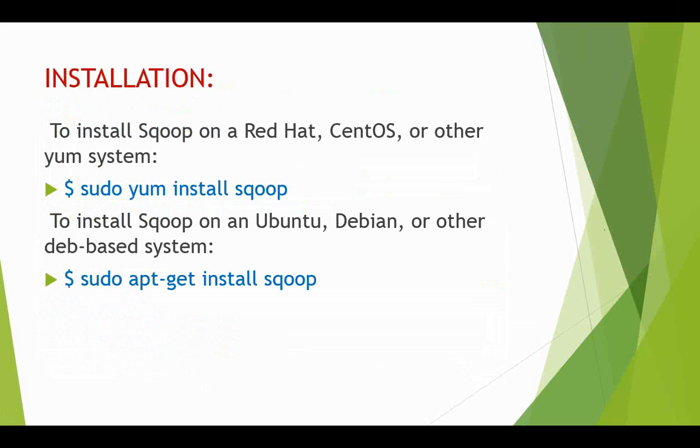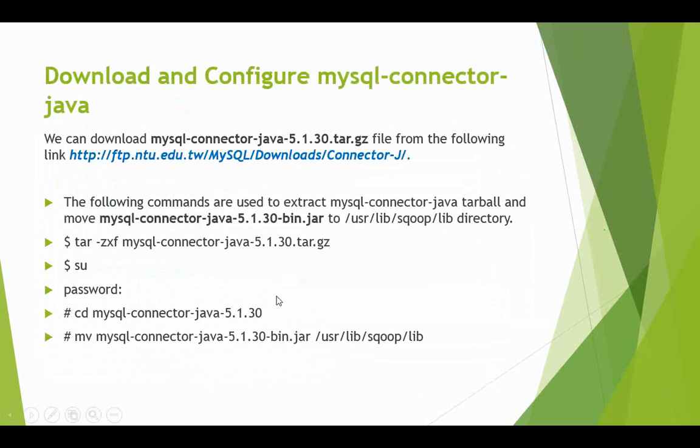Sqoop can be installed either directly from the terminal or by downloading it from the apache.org site. From there we can download the Sqoop versions, keep them in our home directory, and then set the import and export path, and then we can use it. For downloading Sqoop from the terminal, we have the command sudo apt-get install sqoop. This command will automatically start the installation of Sqoop.